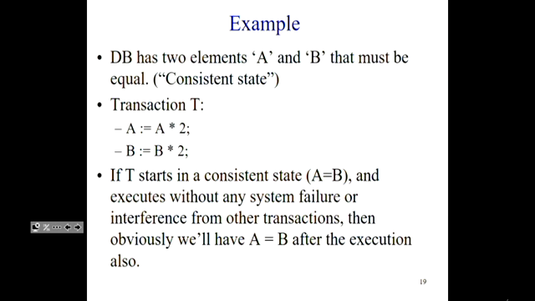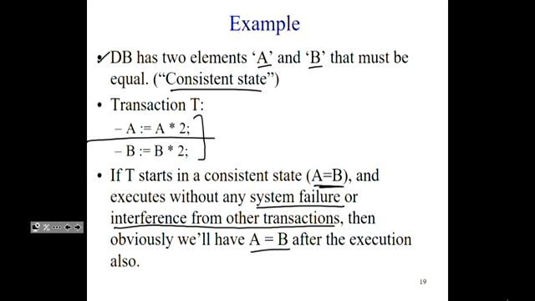So let's consider a simple example and walk through what these operations may result in. Let's say you have two elements A and B, and the database system is always trying to ensure that A and B are always equal. Okay, so that's the guarantee that the database system is trying to ensure. You have one transaction which is doubling A and then doubling B, right? You don't want the transaction's effects only on A to be present without the effects on B, for example, right? So if the transaction starts in a state where A is equal to B and executes without system failure or without interference from other transactions, then obviously A will be equal to B at the end of the transaction's execution, right? Because you've doubled both A and B. Yes? Okay.